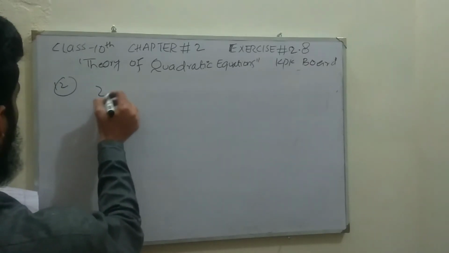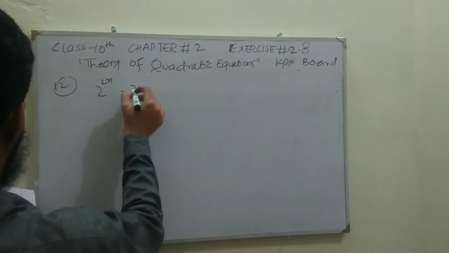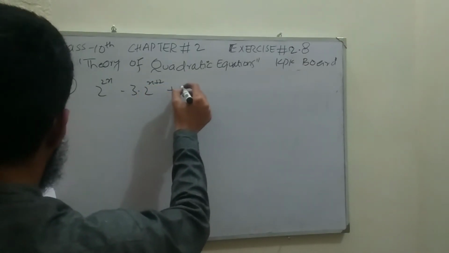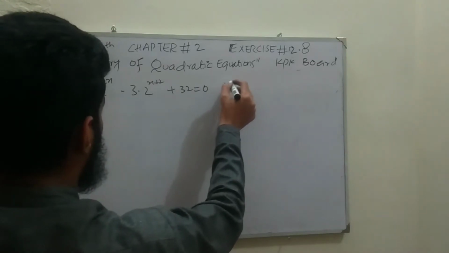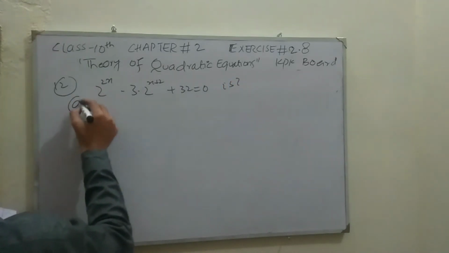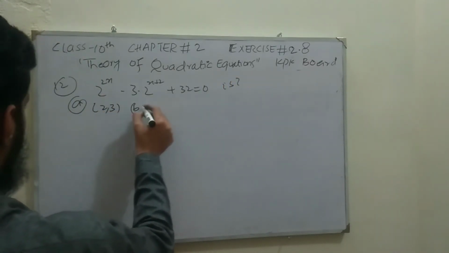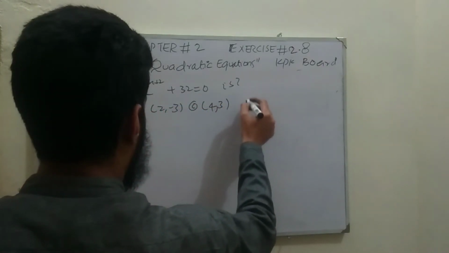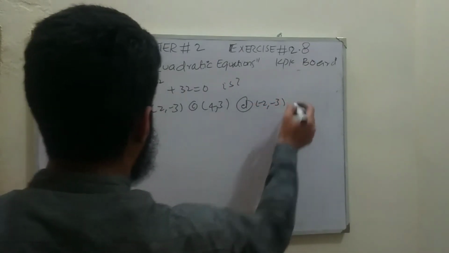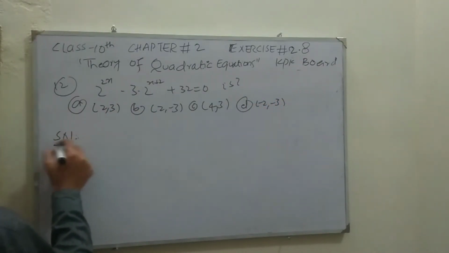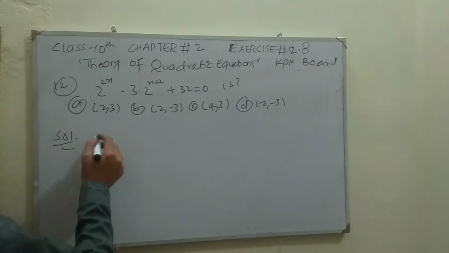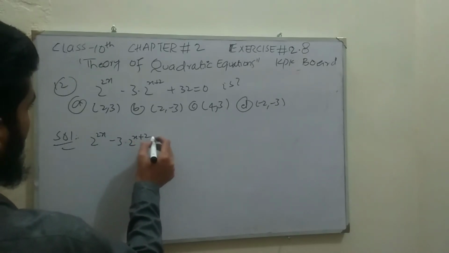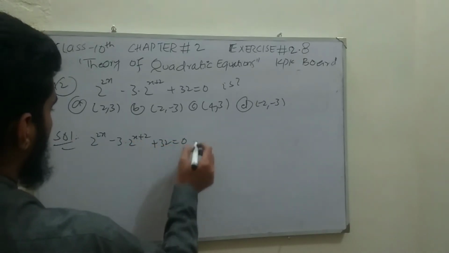Solution to the equation 2^(2x) minus 3 dot 2^(x+2) plus 32 is equal to 0 is: option A is 2, 3; option B is 2, minus 3; option C is 4, 3; and the last option is minus 2 and minus 3. Solution. Taking the given exponential equation 2^(2x) minus 3 dot 2^(x+2) plus 32 is equal to 0.